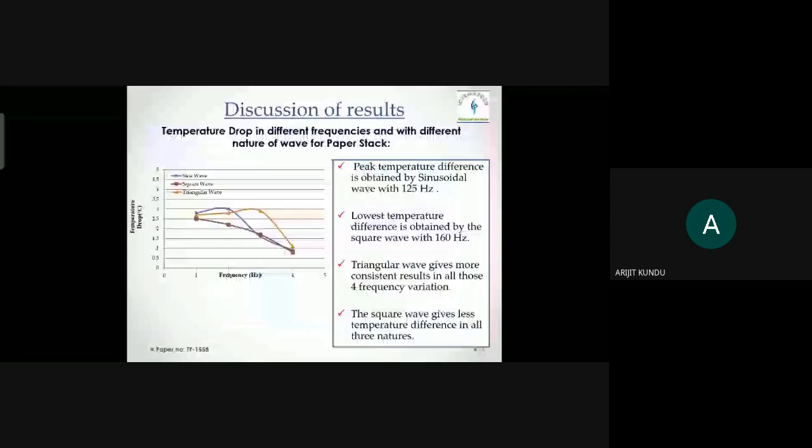So this is the temperature drop at different frequencies and different wave natures for the paper stack that I have achieved. The peak temperature difference is obtained by the sinusoidal wave of 125 hertz, and the lowest temperature difference is obtained by the square wave of 160 hertz. The triangular wave gives more consistent results in all four frequencies, and the square wave gives the least temperature difference in all three natures.